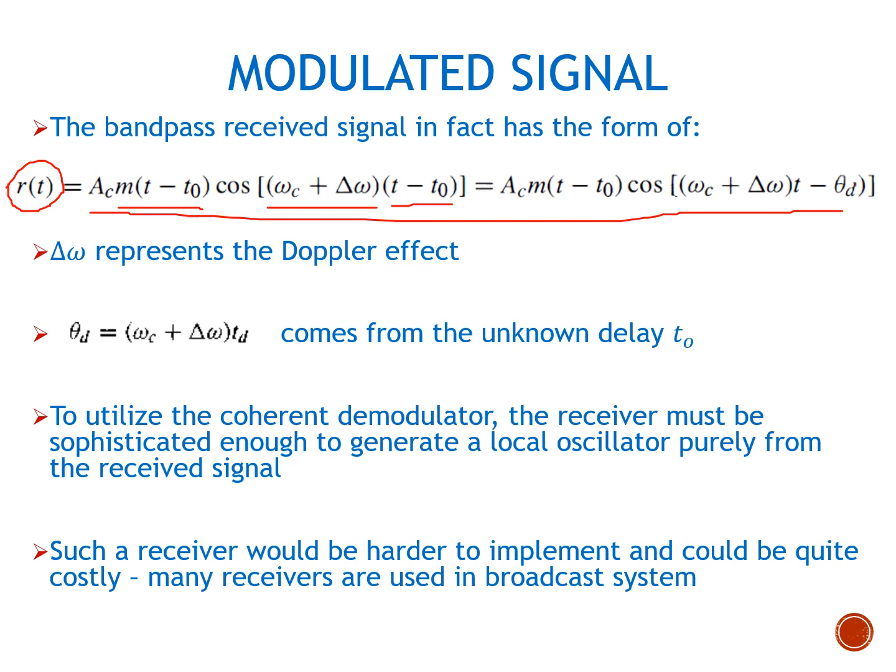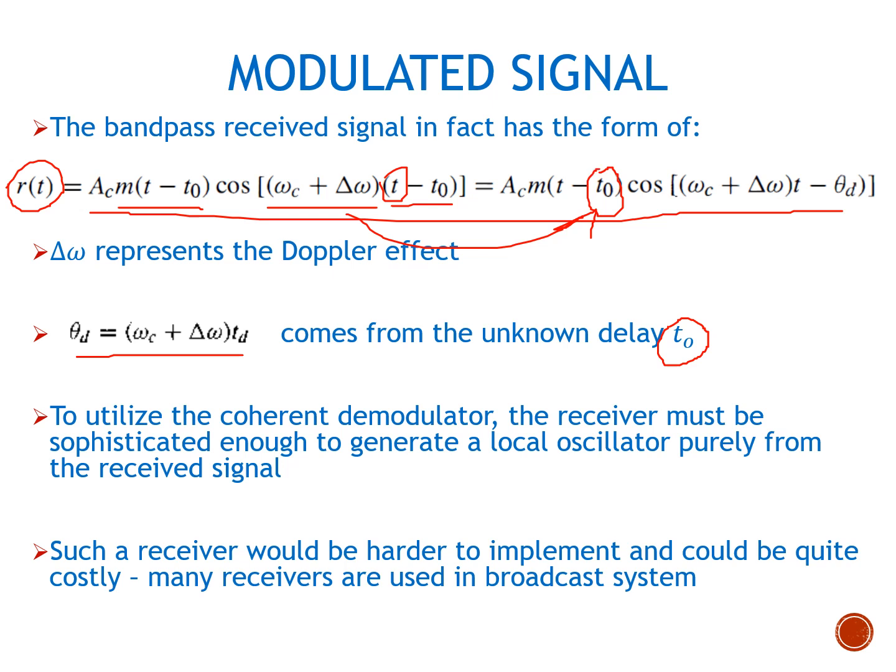Basically this term, when this is multiplied with TD, can also be written in this way, where we have actually opened these brackets. So cos of omega c plus delta t, this t is being multiplied with the term in the bracket, and minus theta d. So what is theta d? It's equal to this term, where this t naught is the unknown delay that we can see here. So it depends upon the length of the link.